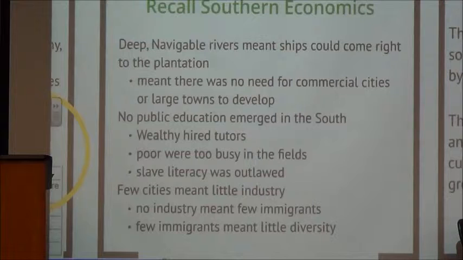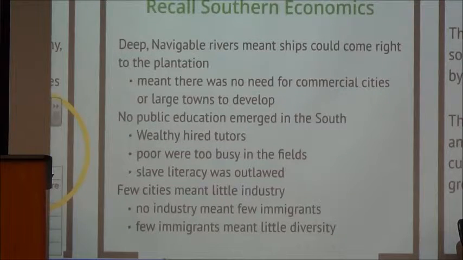Please recall that in Southern economics, deep navigable rivers meant ships could come right up to the plantations, which meant there's no need for commercial cities or large towns to develop. They didn't need to have that hub of activity. The economic activity came right to them. There was no public education because there was really no towns. So the wealthy Southerners just hired tutors. The poor were too busy in the fields to worry about educating their kids, and slave literacy was outlawed.